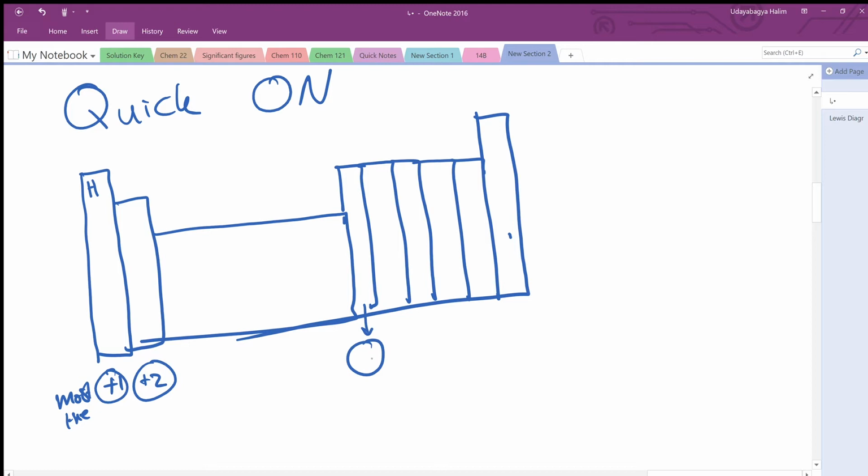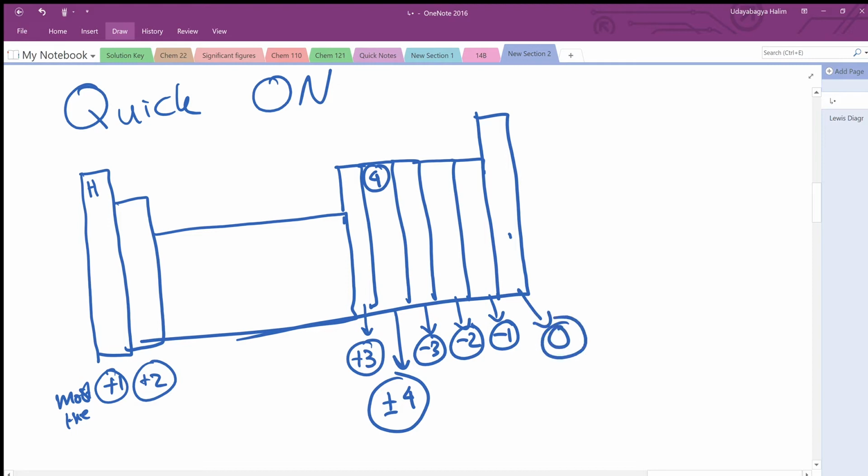Nope, +3. And then the next one here, for carbon, carbon is on the fourth one here. The most likely charge is going to be plus and minus 4. Okay. The next one is going to be -3, -2, -1. And then noble gases is going to be 0.